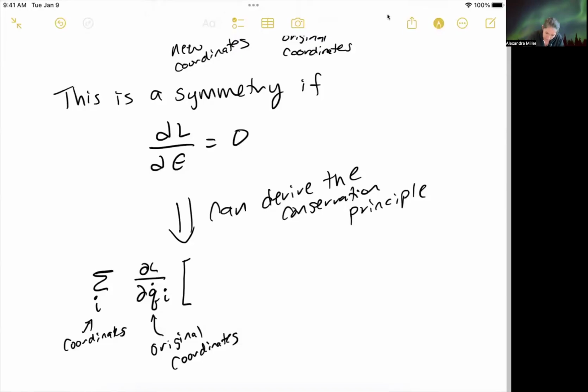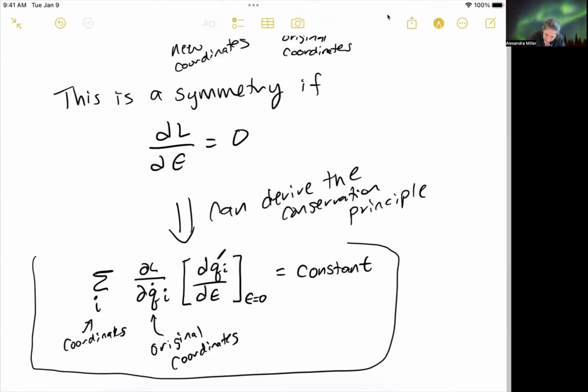And then we're going to ultimately sum over that, and multiply this by the derivative of our Q primes with respect to that small parameter. So we take that derivative of Q prime, our new coordinates, with respect to epsilon, and after you take that derivative, you set epsilon equal to 0. And we could calculate this thing, and this whole thing is equal to a constant. Again, I didn't derive this formula for you. I'm just telling you that.